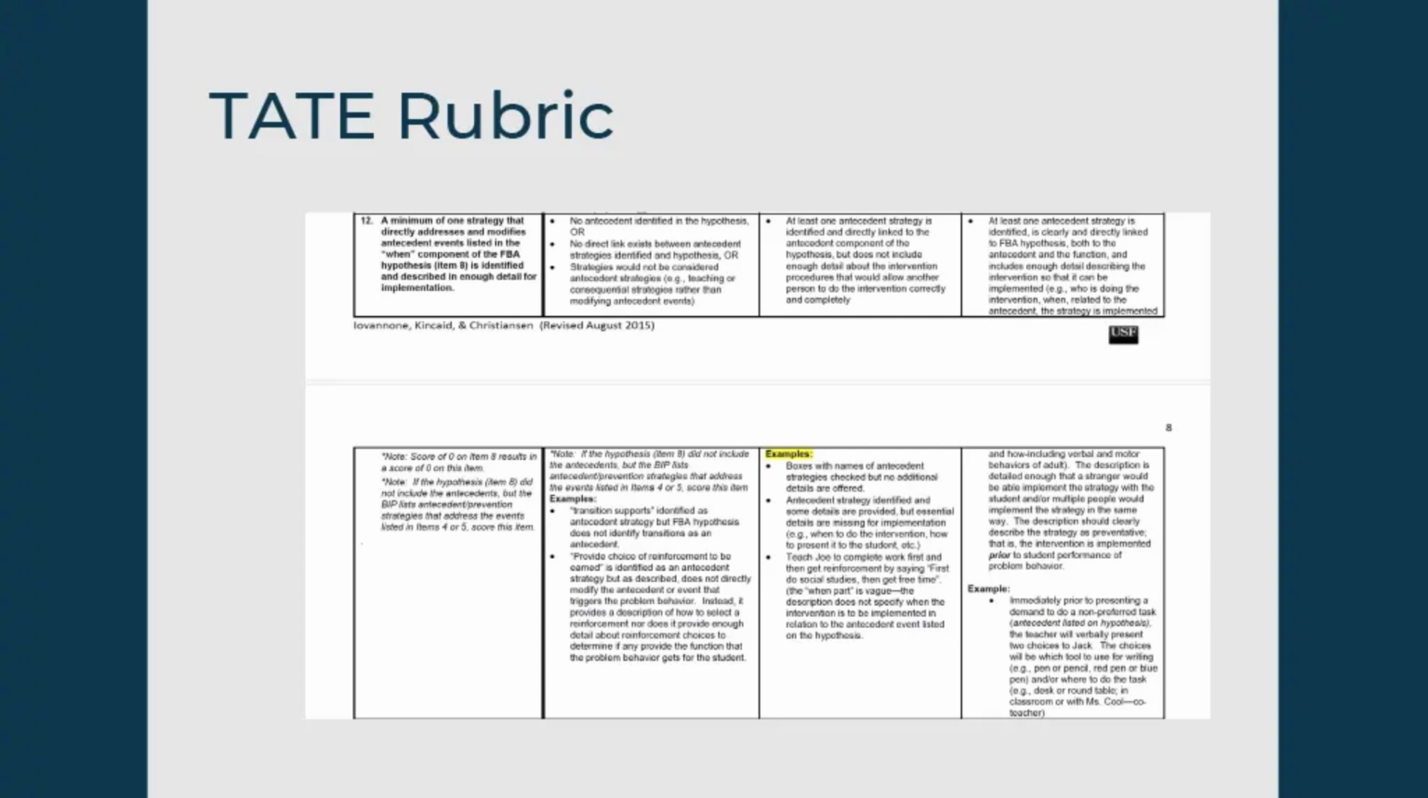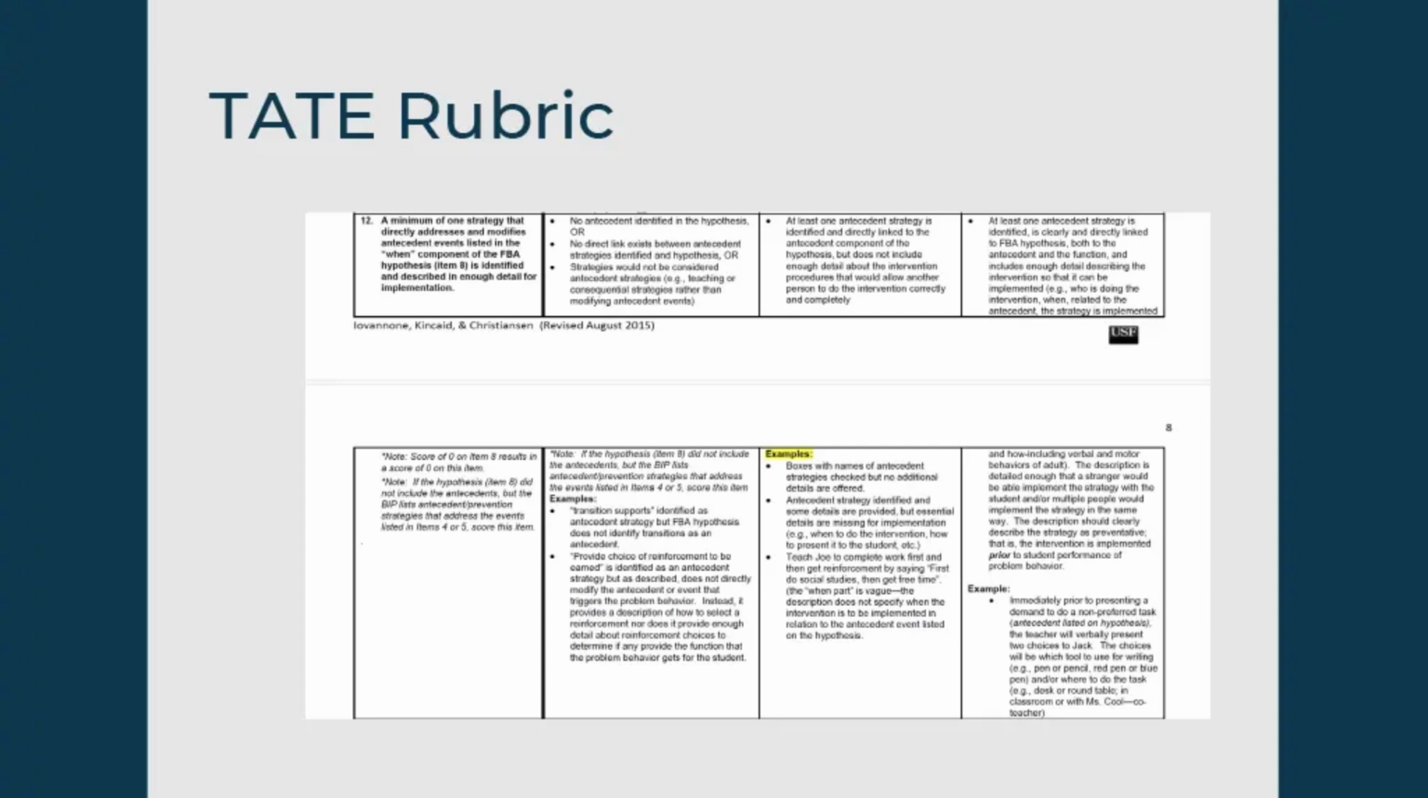Next, use strategies that change or prevent the antecedent. Focus on what happens right before the behavior. For example, if transitions are a trigger, a function-based strategy might include using a visual countdown and previewing what comes next. Be specific and clear. Vague strategies like use motivation are not sufficient. The strategy should clearly outline what is being done, when, and by whom.